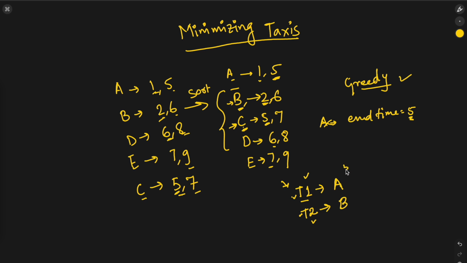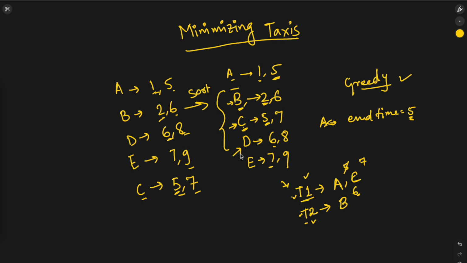So we'll have to iterate both the taxis and compare the end time with this start time, right? So trip A end time is 5, and trip B end time is 6. Now the start time for trip C is 5. So T2 cannot take this because the end time for T2 is 6 and the start time for trip C is 5. But taxi T1 can take this because the end time is 5 and the start time is 5. So we'll assign this trip to taxi T1 and update the end time to 7.